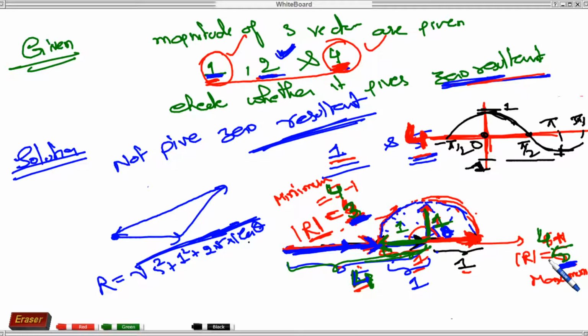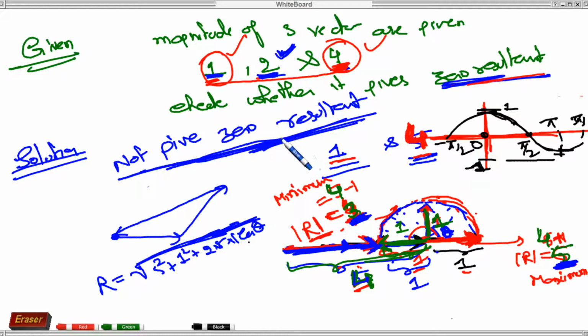So magnitude, minimum value is 3, maximum value is 5, and this one is 2. So it's less than that, so there will be some resultant magnitude. It means this combination of vectors will not have a zero resultant.